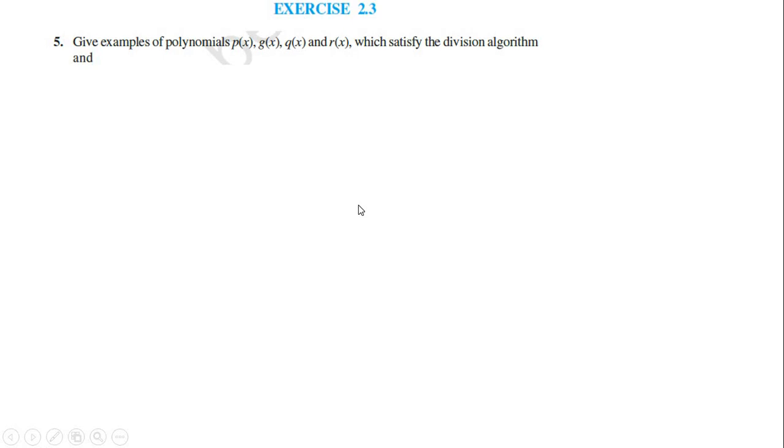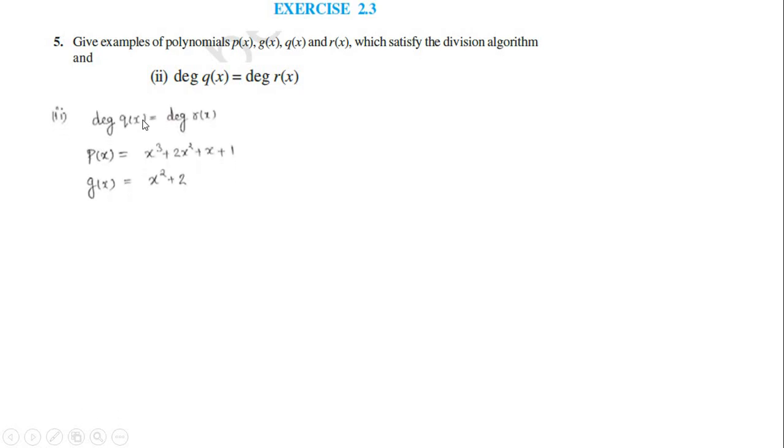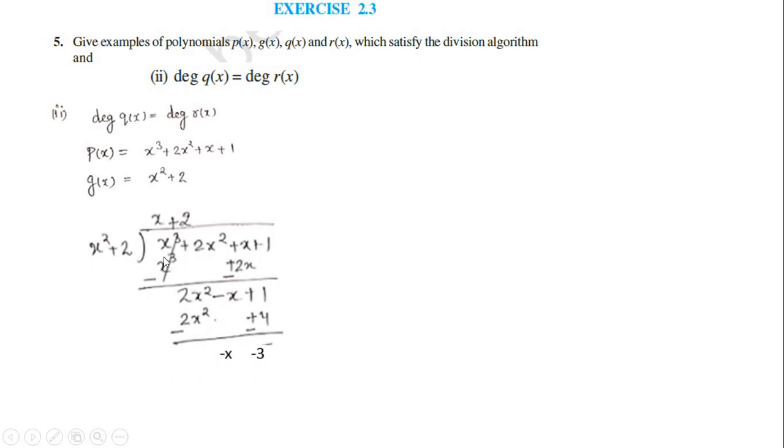Next, one more question from the same part: the degree of q(x) is equal to the degree of r(x) this time. For that I have taken another example, p(x) as x cube plus 2x square plus x plus 1 and g(x) as x square plus 2. So when I divide the given polynomial by x square plus 2, I am getting the quotient polynomial x plus 2 and remainder polynomial x minus 3.